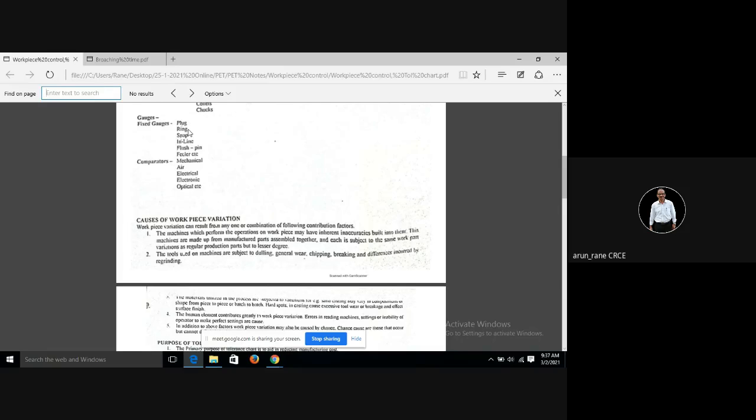Ring gauge is, as the name suggests, nothing but a round component. So obviously it will be used for measuring round components. Again, the ring gauge cannot be similar to the plug gauge. Plug gauge has go as well as no go.